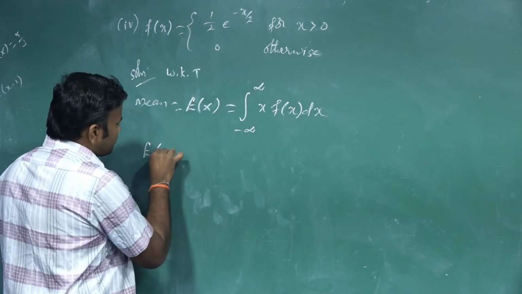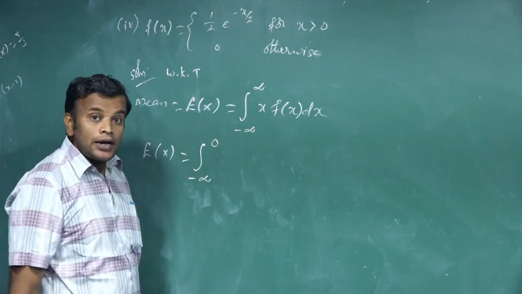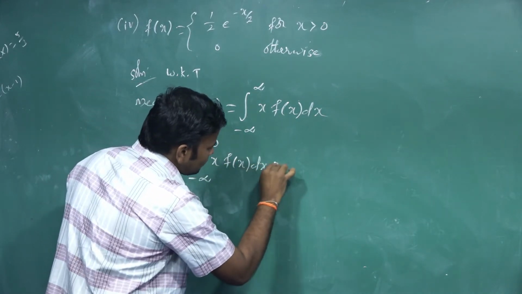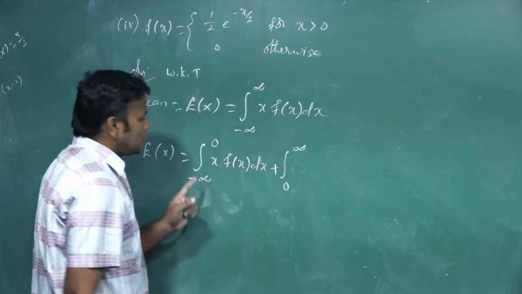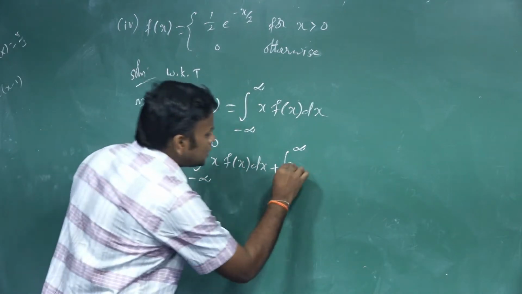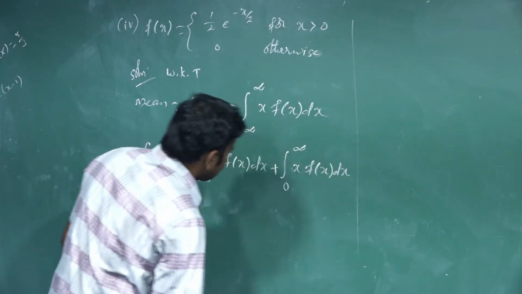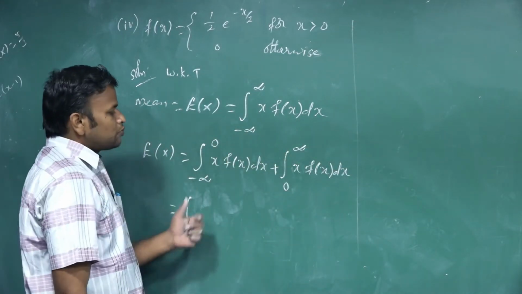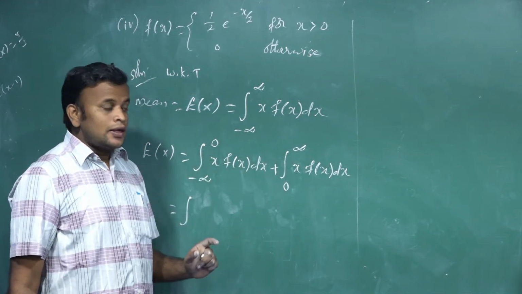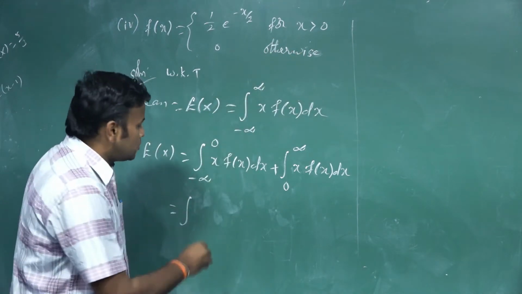In the next step, I split the interval minus infinity to plus infinity as minus infinity to 0 of x into f of x dx plus 0 to infinity. A single integral becomes two integrals: from minus infinity to 0 and 0 to infinity, x into f of x dx. What is the reason to split, sir? Because in this interval, where x is otherwise, meaning less than 0, f of x value is defined as 0.